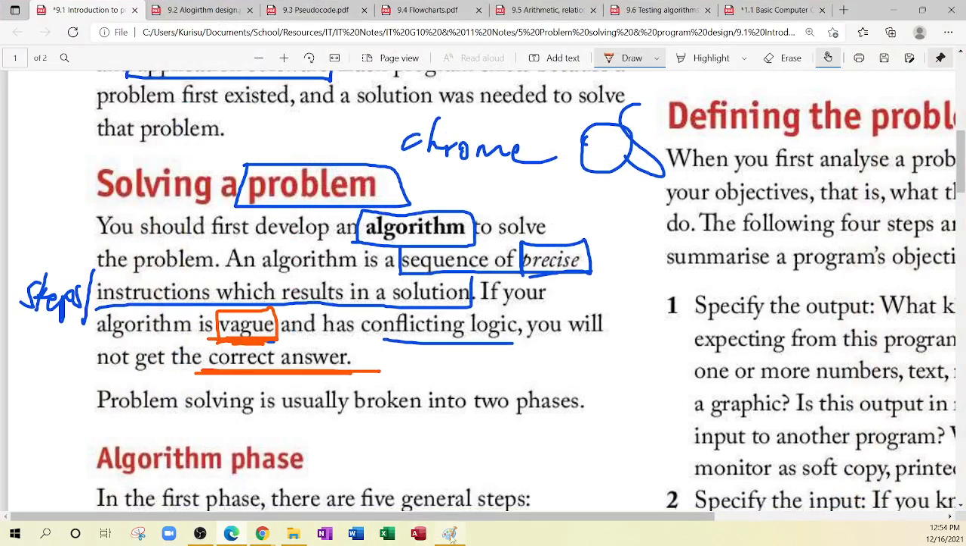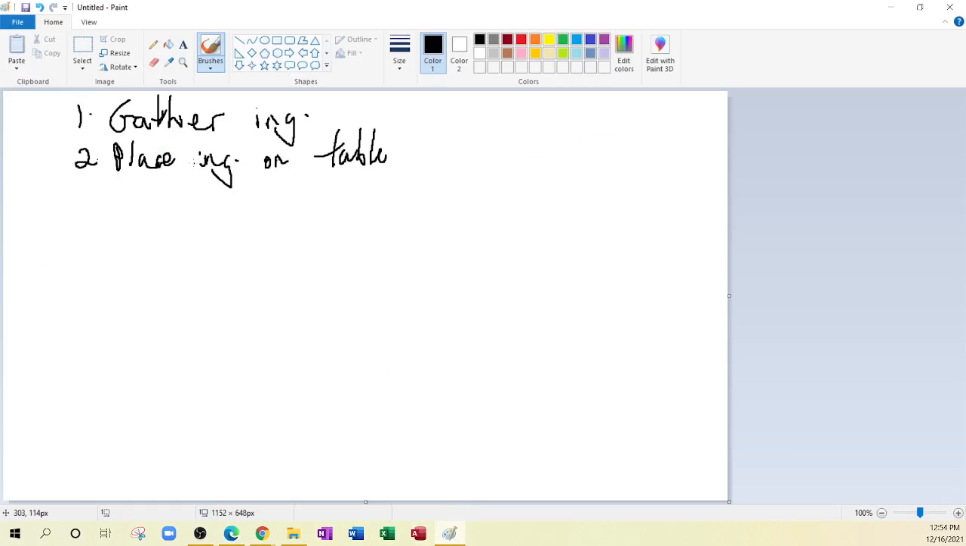So, yes, you're gathering ingredients, but where are you gathering the ingredients? Are you going to gather it on the floor? You're going to gather it outside the yard? Where are you gathering it? So, whatever you're doing, you have to be specific. You have to be clear. Because you have to think of it this way also. If you tell your computer or if you tell a robot to gather ingredients, how will it gather the ingredients?